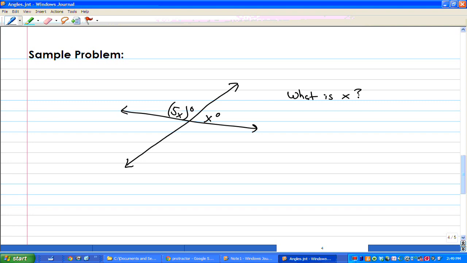Think about what those 2 angles are and see if you can solve it. Pause the video and try it. If not, just keep playing, but I want you to try it. Okay, hopefully you tried it and you got the answer.